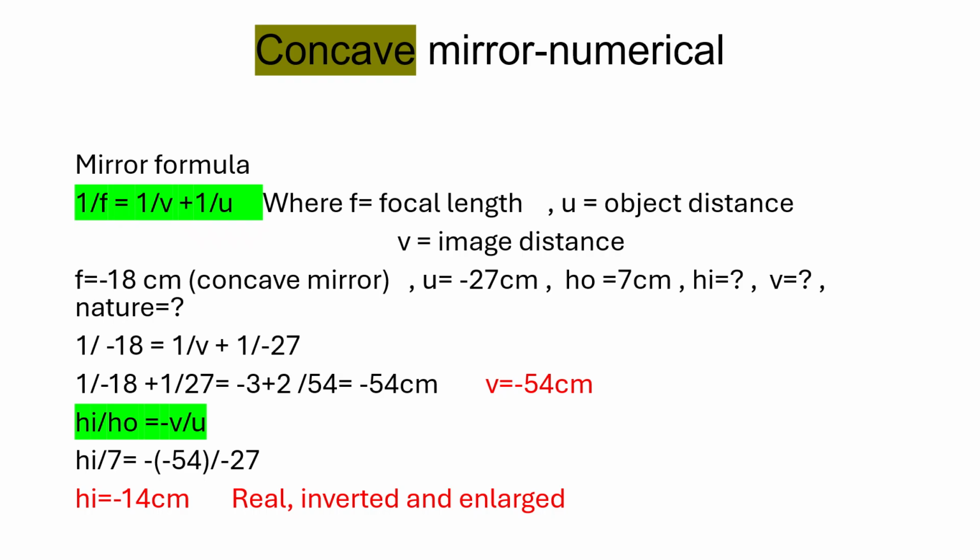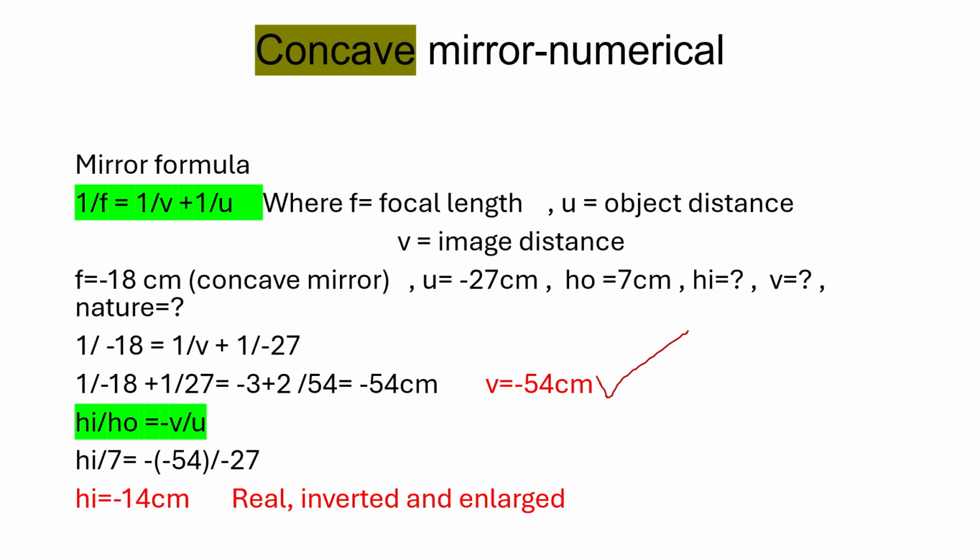And see, what did I say? It will be greater than 36 centimeters with a minus sign. So when I solved, you got V is equal to minus 54 centimeters. And the height of the image, we said that it is greater than 7 centimeters. So we got 14. And since it is real and inverted, we have to get a minus sign. So we got minus 14 centimeters. And the nature of the image, we know it is real, inverted and enlarged.